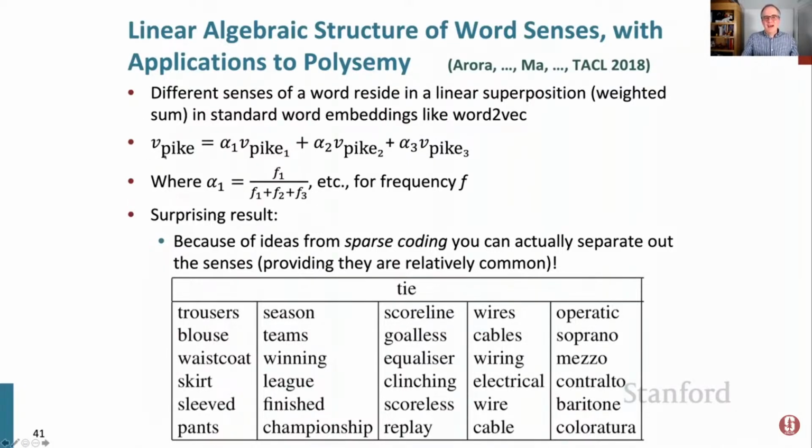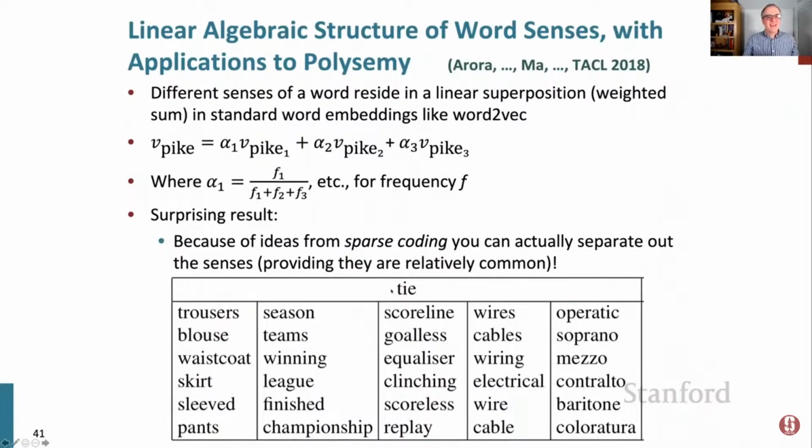Because normally, if I say I've got two numbers and the sum of them is 17, you have no information as to what my two numbers are. You can't resolve it. And even worse, if I tell you I've got three numbers and they sum to 17. But it turns out that when you have these high-dimensional vector spaces, things are so sparse in those spaces that you can use ideas from sparse coding to actually separate out the different senses, providing they're relatively common. So they show in their paper that you can start with the vector of, say, pike, and separate out components of that vector that correspond to different senses of the word pike.